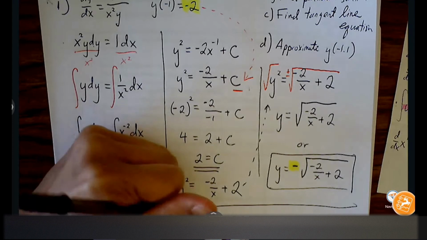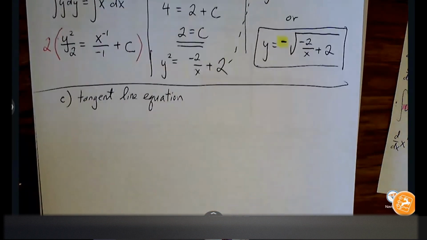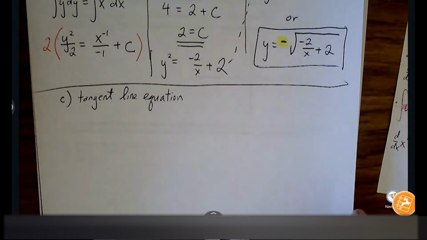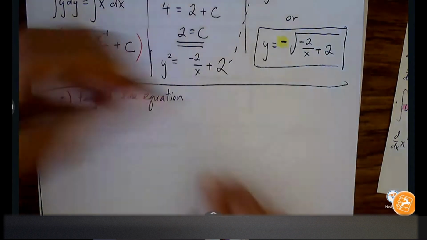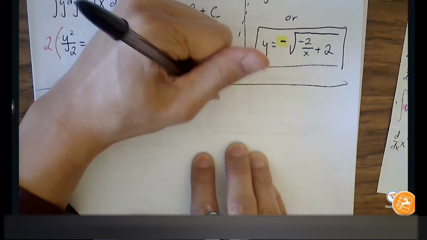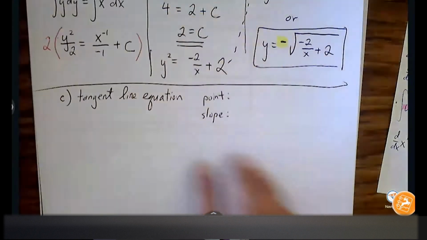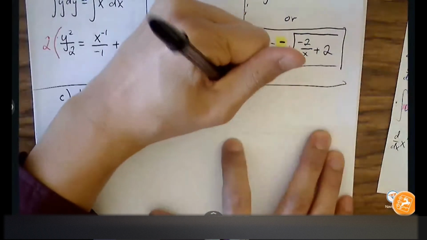Now this goes back to first semester a little bit. What information do we need to find the tangent line equation? The slope, and the x and y values. Good. So we need an ordered pair and we need slope, right? The ordered pair is given to us, so that's easy.